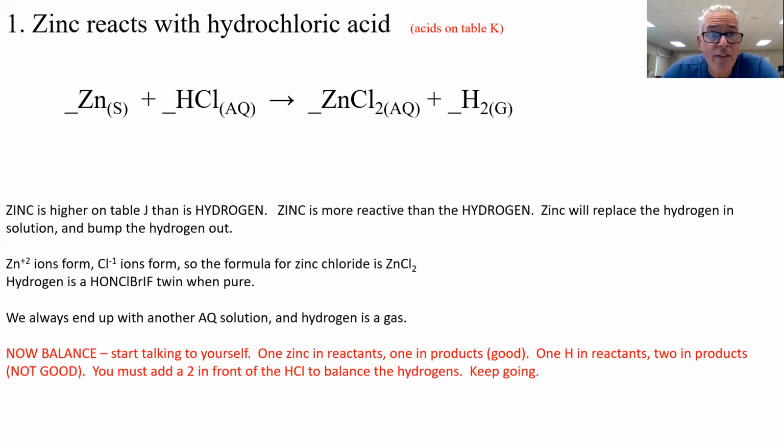There's 1 zinc on the reactant side. There's 1 zinc on the product side. That's good. Next up, hydrogen. We have one hydrogen on the reactant side, but we have H2 on the product. That's not good. In order to fix that, we have to put a 2 in front of HCl, and then we have to start all over again.